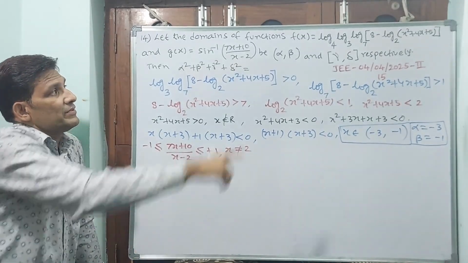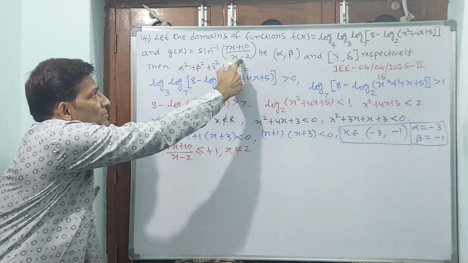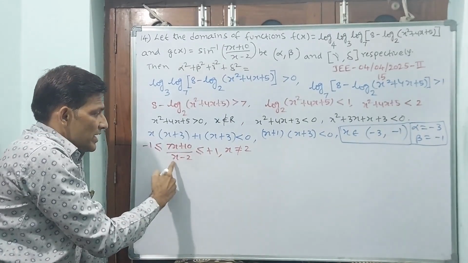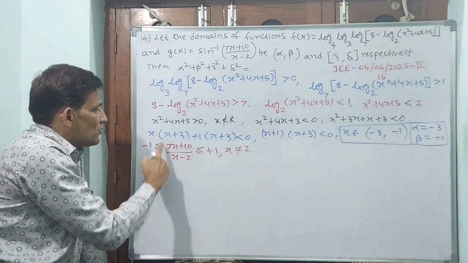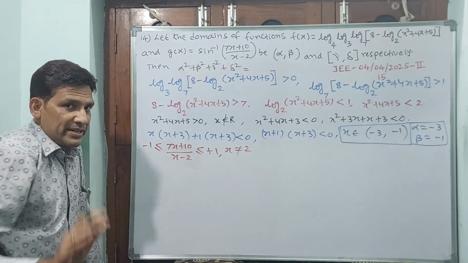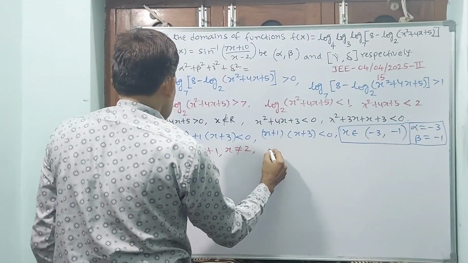Why? Because in the earlier function the denominator problem was not there, but here the denominator problem is there. x cannot be 2. If x is 2, then 2 minus 2 is 0, and this is going to become undefined. That is why x should not take 2 here. Keep that in your mind. One by one we will take it.